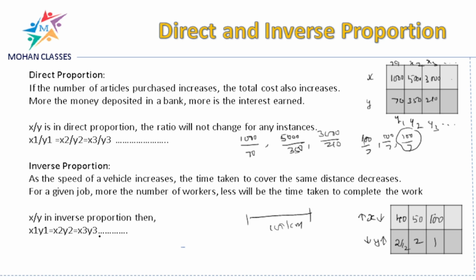So here the ratio will be like this. We can take this as x1, x2, x3 and y1, y2, y3. So here the relation will be x1 y1 is equal to x2 y2 is equal to x3 y3. That is, x1 into y1 is equal to x2 into y2. This is the relation. Let us do some sums, then you will understand easily.